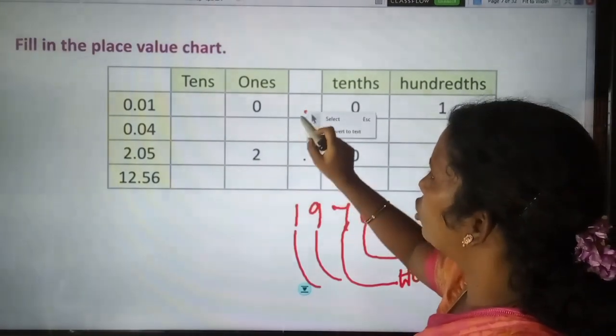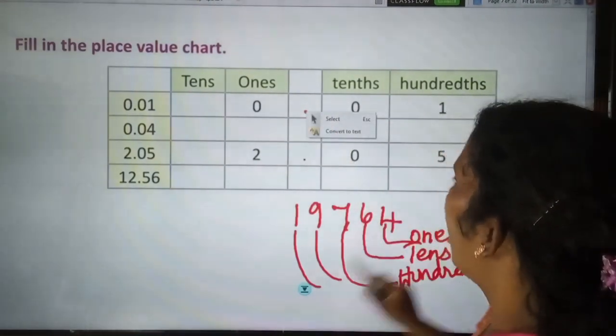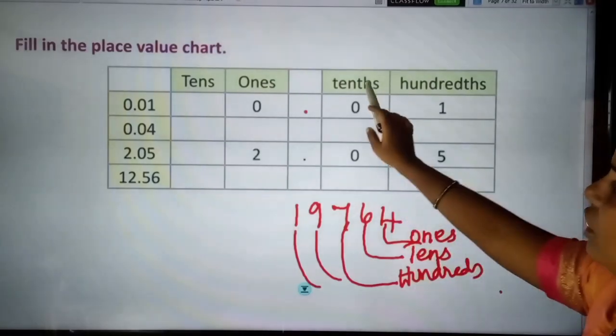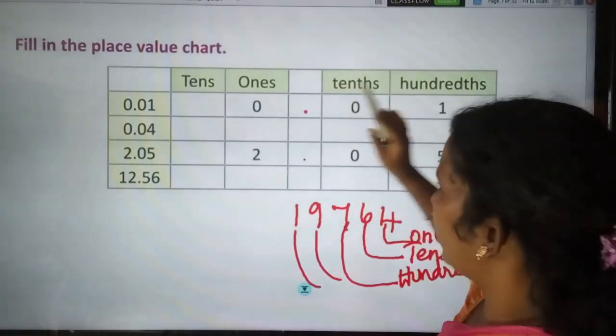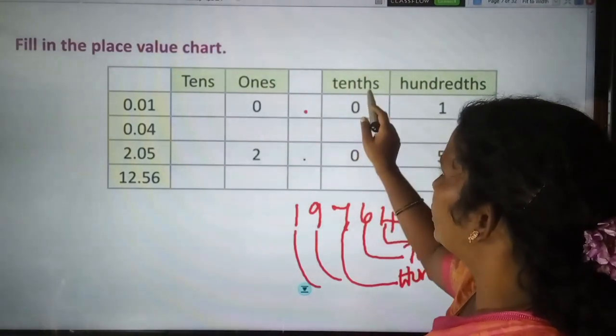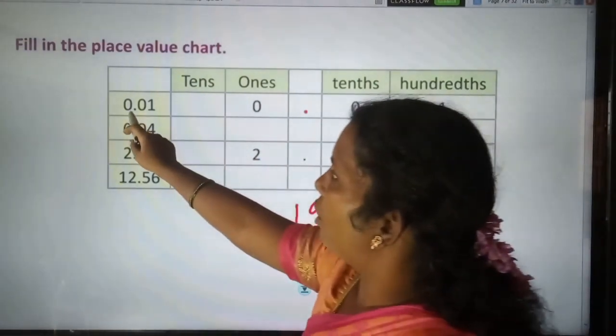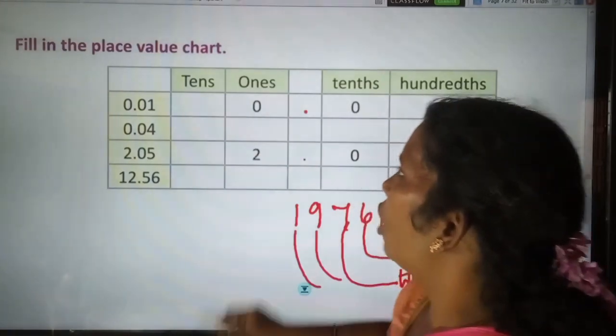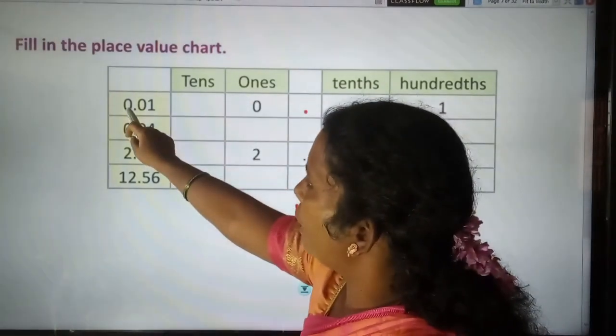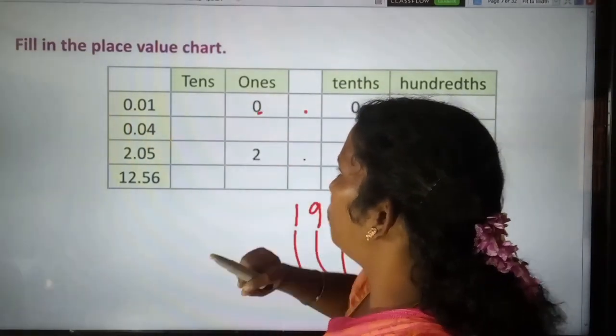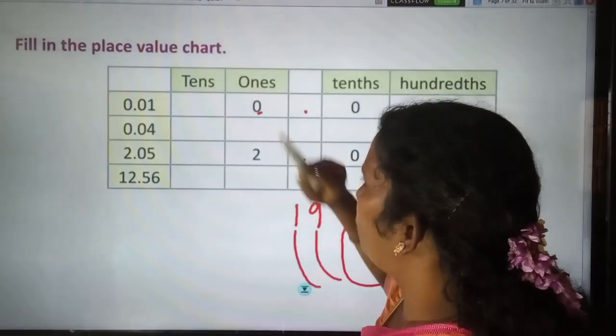This point is called the decimal point, and the values on the right side of the decimal point are called tenths, hundredths, thousandths. For example, they have given 0.01. How will you write this? In the ones place, the value is 0. Hence, we put 0, then the decimal point.